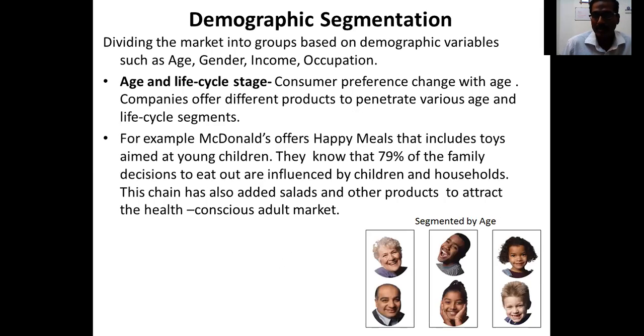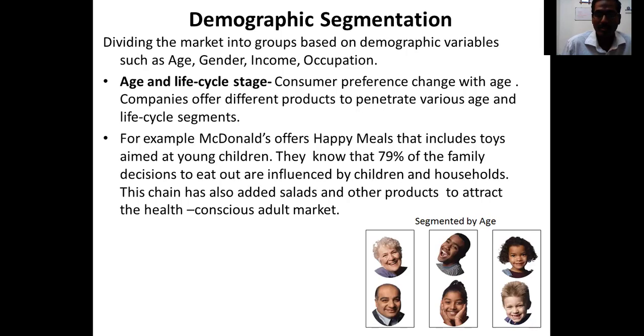Then demographic segmentation, dividing the market into groups based on demographic variables such as age, gender, income, and occupation. Now we can see the same picture. Now it is segmented under the age group. Like we see kids, then teenagers, and then elderly people. So, age and life cycle stage.